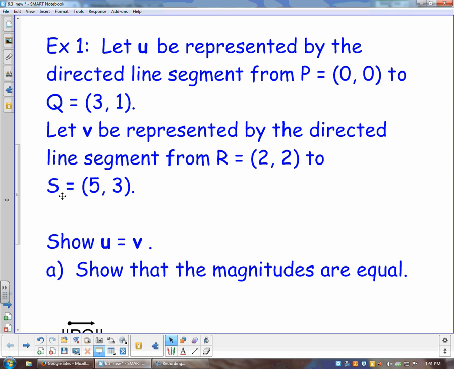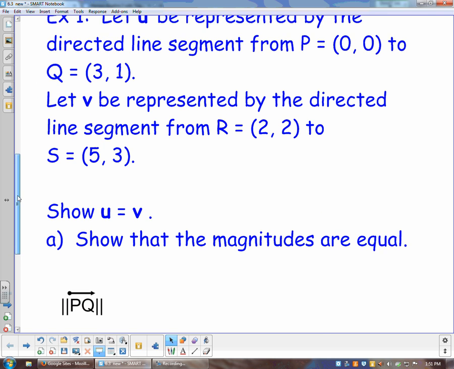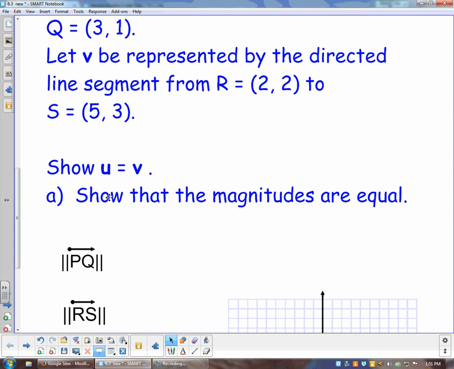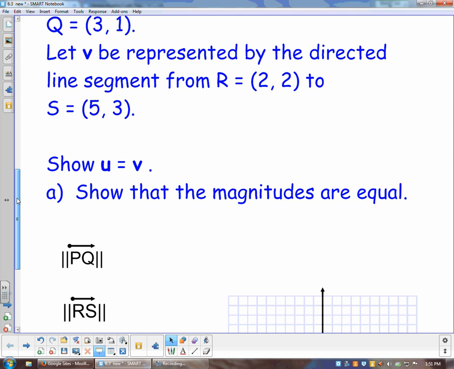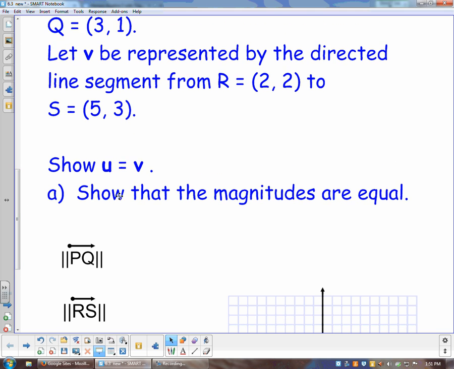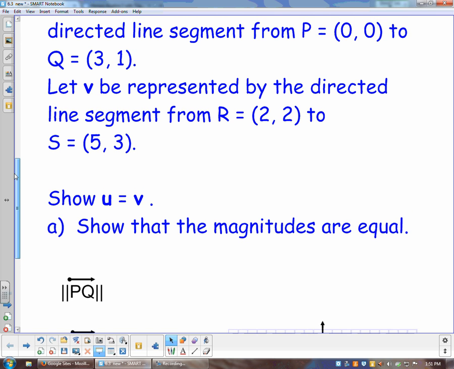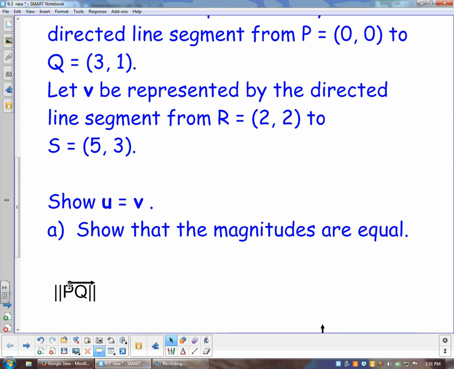Okay, so let's start off. It's going to take us 2 steps to do that. Step 1 is to show that the magnitudes are equal. To show that the magnitudes are equal, that means we are going to have to use the distance formula to find the lengths of these segments.